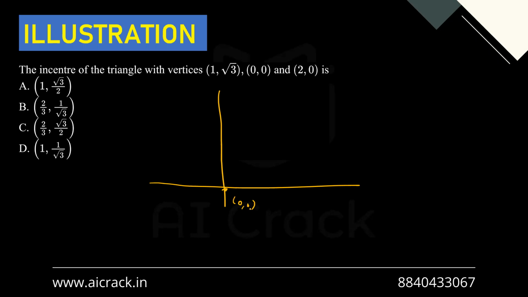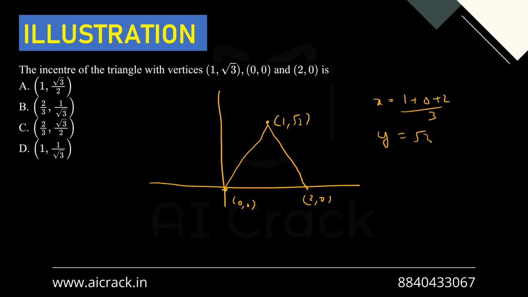So (0, 0) is over here, (2, 0) is over here. And as soon as I see 1, I can see the symmetry because 1 is the center. So it's somewhere over here, (1, root 3). Now if I check the distances between these points, this distance is 2, this distance is also 2, and this distance is also 2. So it's an equilateral triangle. And in an equilateral triangle, we know that every point is the same: orthocenter, circumcenter, incenter, or centroid. So the easiest calculation is the centroid, which is the same as the incenter. So x would be (1 + 0 + 2)/3 and y would be (root 3 + 0 + 0)/3. That comes out to be 1, and 1 by root 3. So D is the correct answer.